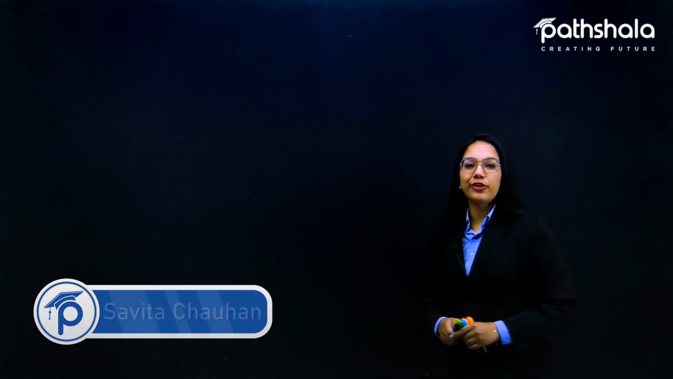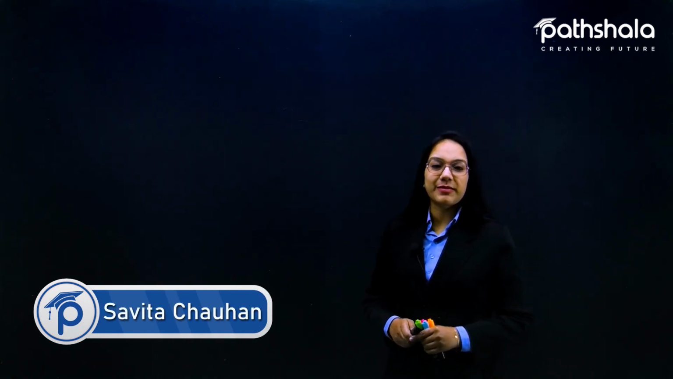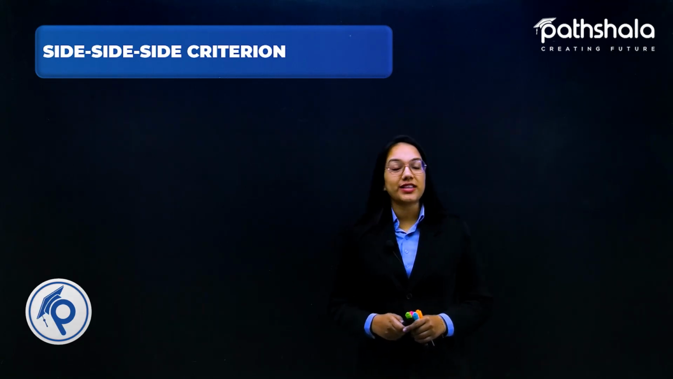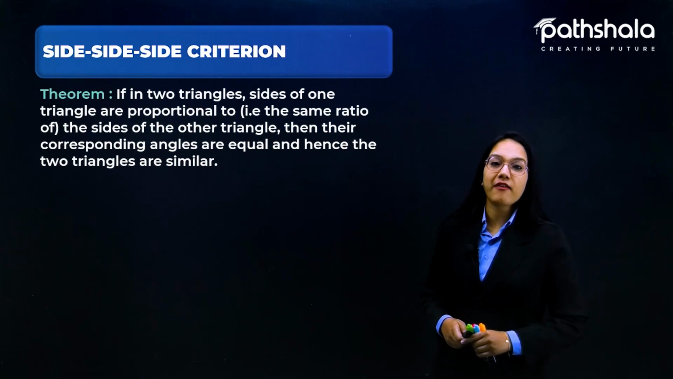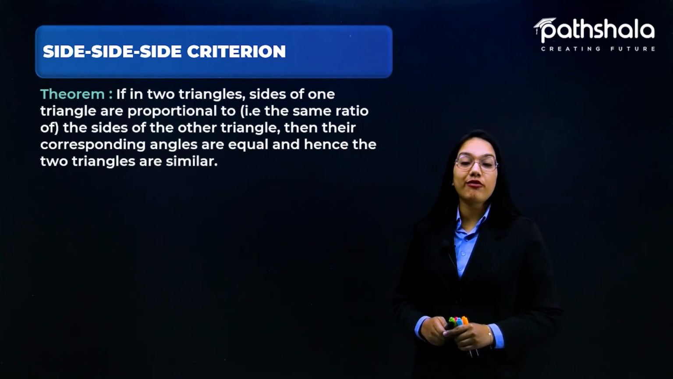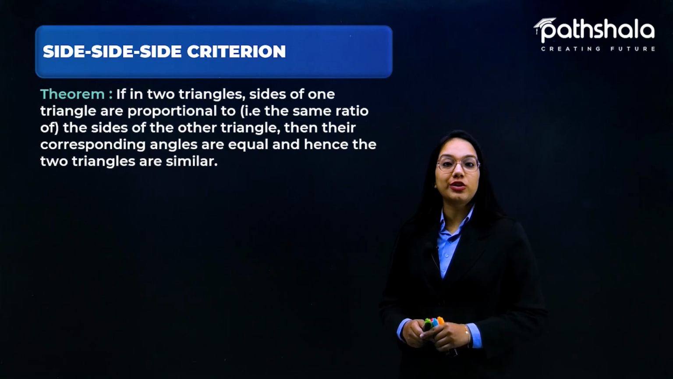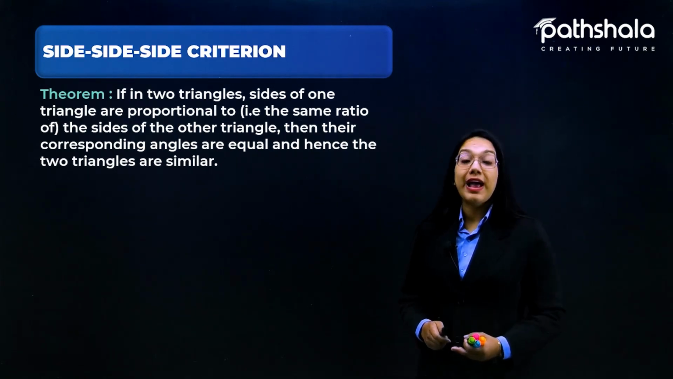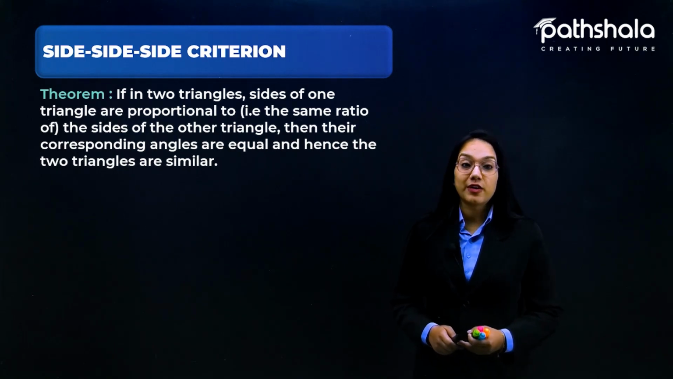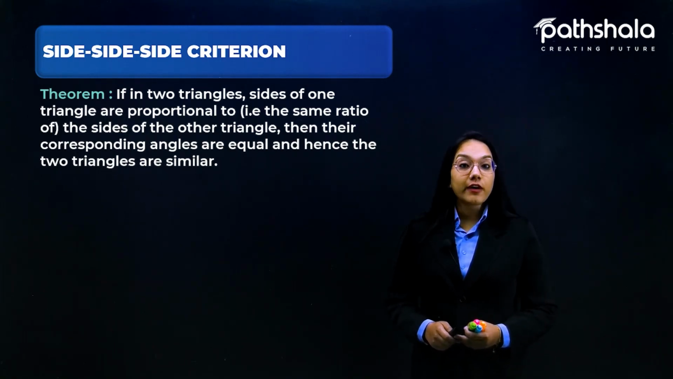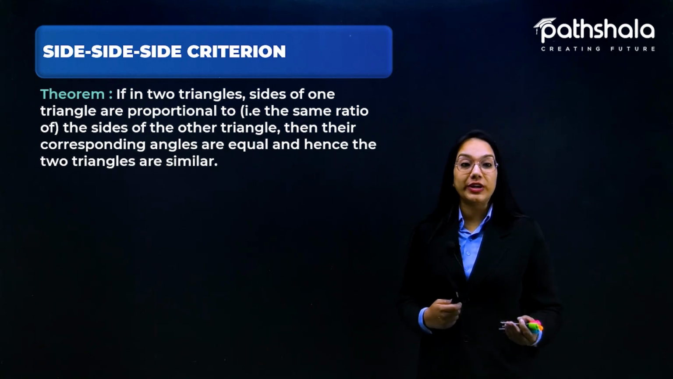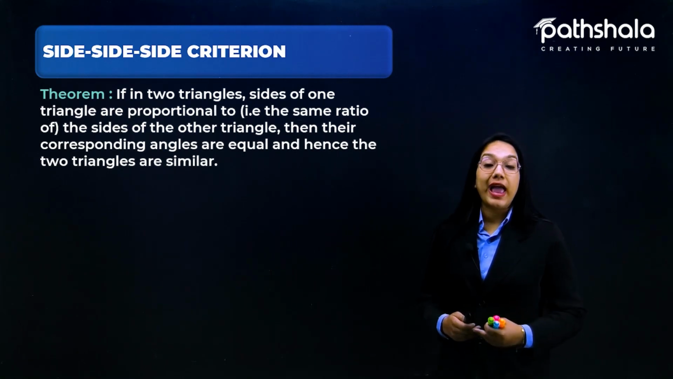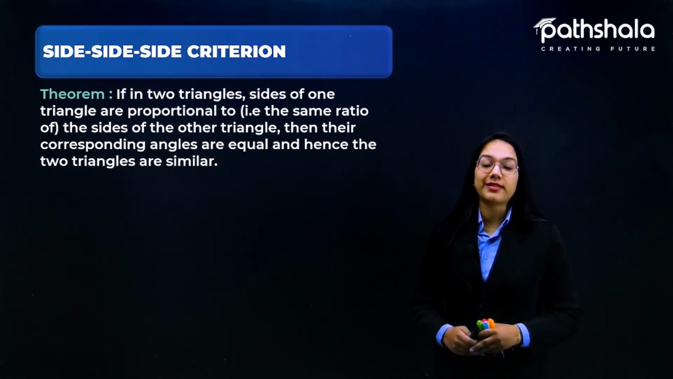Now let's move on to the second criterion for the similarity of triangles, which is called the side criterion. Let's see the theorem for the side criterion. If in two triangles the sides of one triangle are proportional to the sides of the other triangle, then their corresponding angles are equal and hence the two triangles are similar. So we want to prove that if the sides of the triangles are proportional to each other, then their corresponding angles are equal, and hence at the end we have to prove that the two triangles are similar to each other.